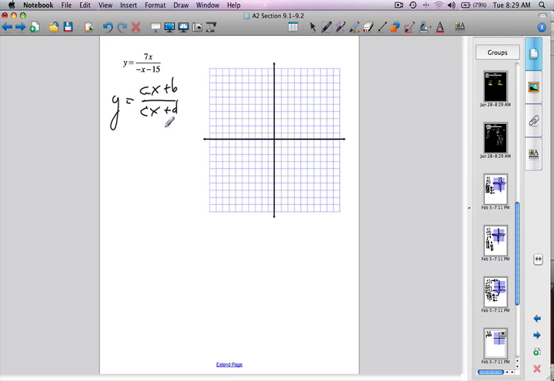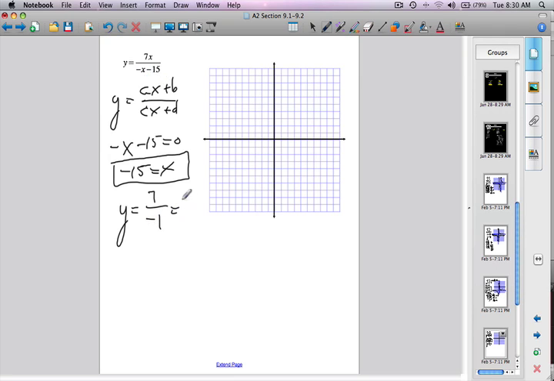So to find my vertical asymptote, I'm going to take the denominator and set it to be equal to 0. So negative x minus 15 equals 0. If I add x to either side, negative 15 is equal to x. That's one asymptote. And to find the horizontal asymptote, y is equal to the leading coefficient in the numerator, that's 7, divided by the leading coefficient in the denominator, that's negative 1, so it's equal to negative 7.